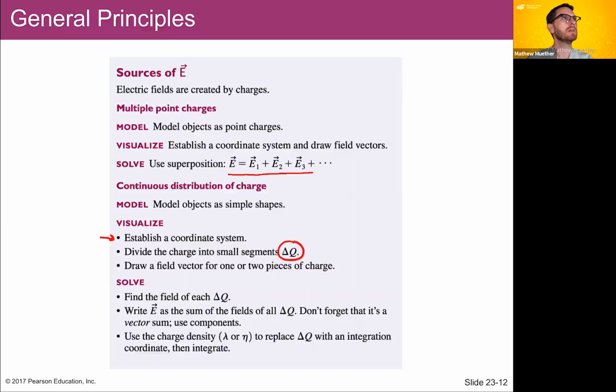Okay, so we're going to slowly build up our toolkit of different known electric fields that we have here. Sorry, I just realized I don't have my chat window open. One second. Okay.